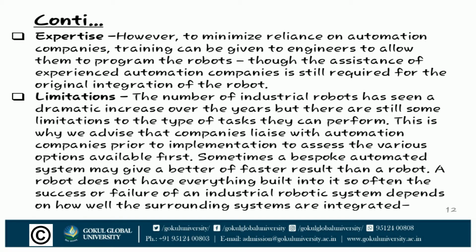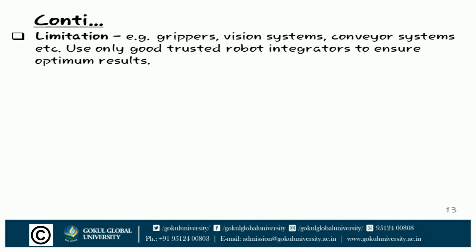A robot does not have everything built into it, so often the success or failure of an industrial robotic system depends on how well the surrounding systems are integrated. For example, grippers, vision systems, conveyor systems, etc. Use only good, trusted robot integrators to ensure an optimum result. These are the main limitations of robots.